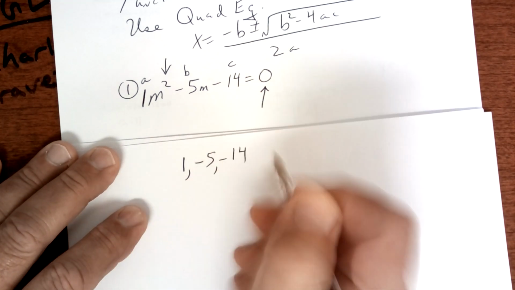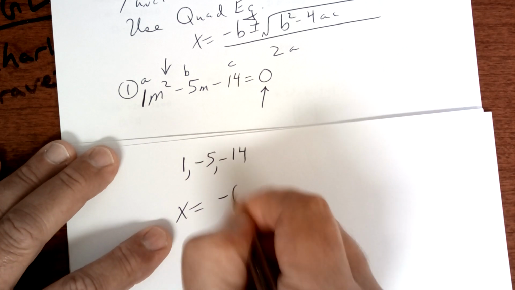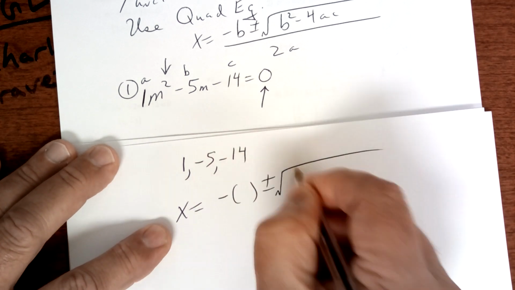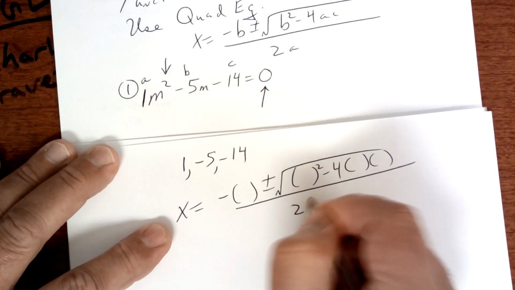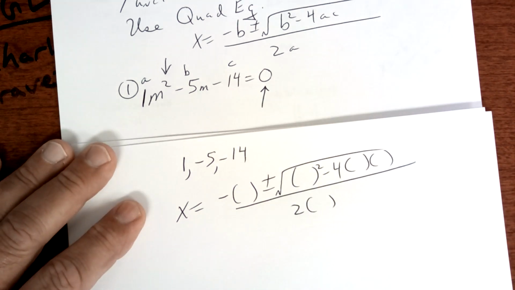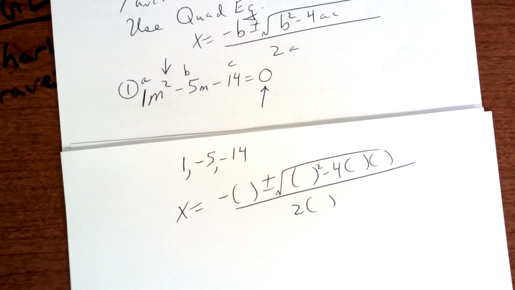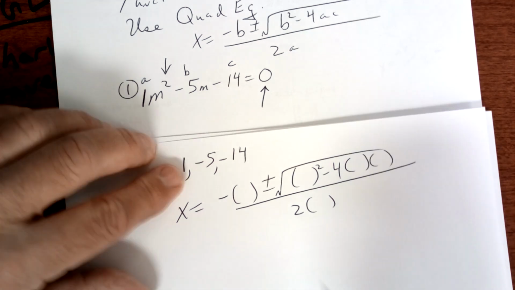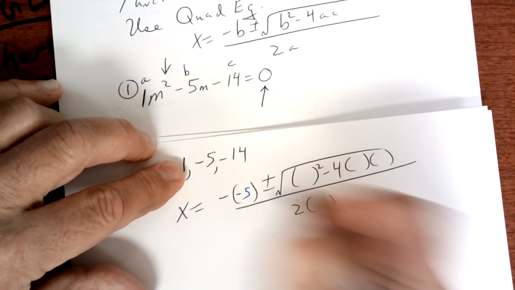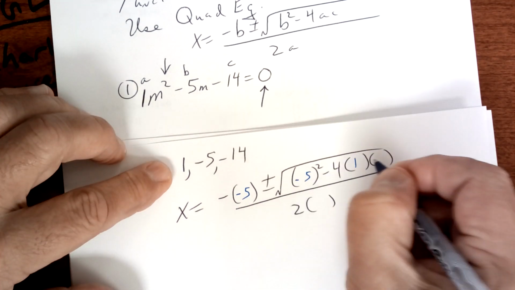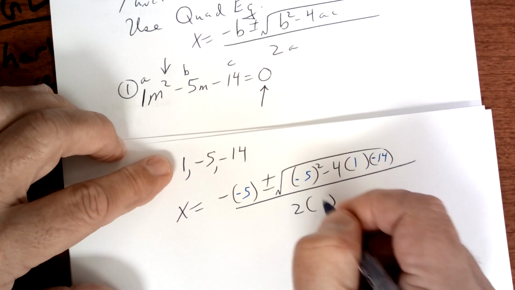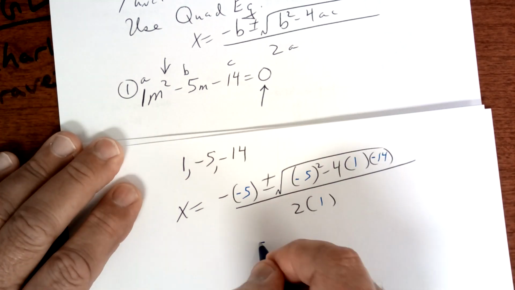So x equals negative b plus or minus the square root of b squared minus 4ac, all divided by 2 times a. What you're going to do here is substitute your numbers in place of the letters. So that's a double negative. B squared minus 4 times a times c, all divided by 2 times a. So this is going to be a plus.